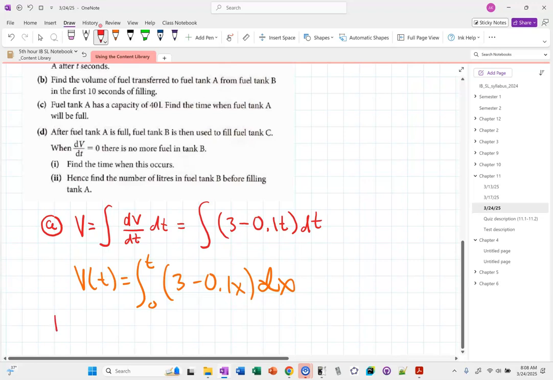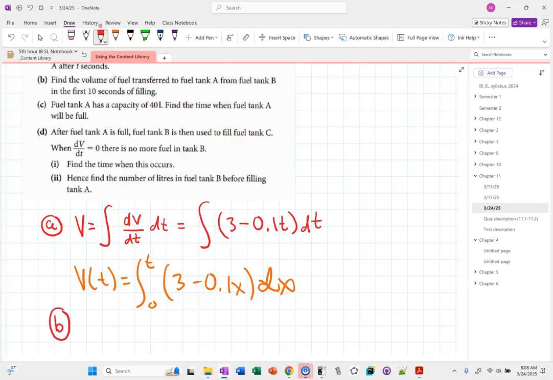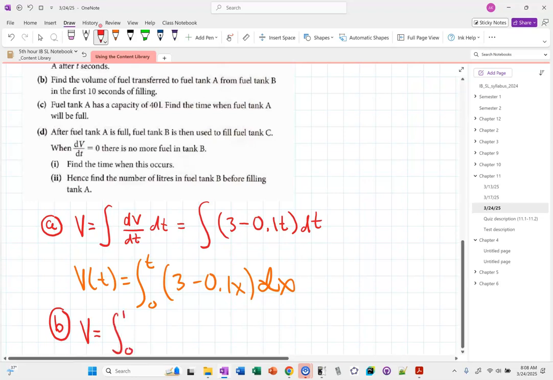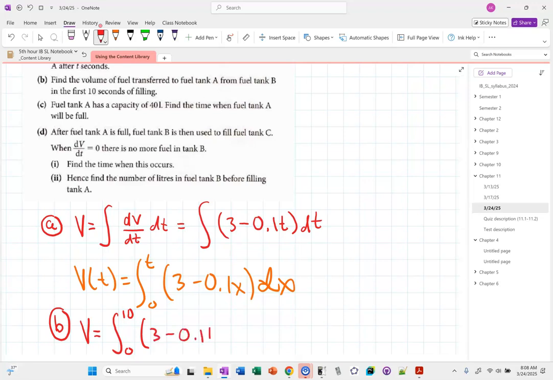It says then part B, find the volume of fuel transferred to fuel tank A from fuel tank B for the first 10 seconds of filling. So it wants a volume, right? So we should be using our volume function. And since it's the first 10 seconds, that means we're going from time 0 to 10. Everybody feel okay with how I put that together?